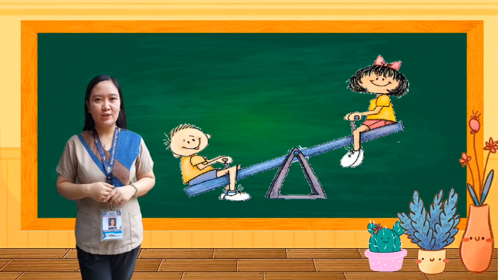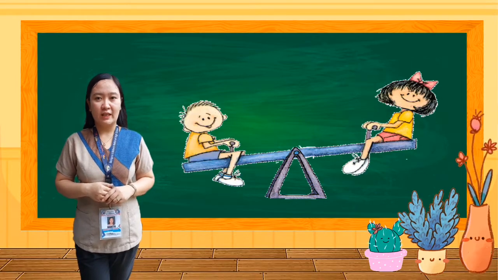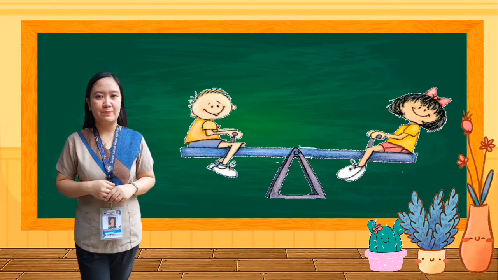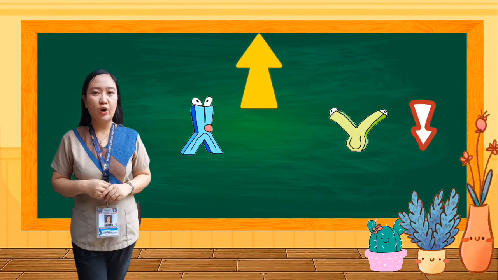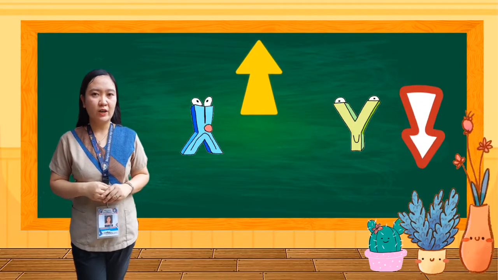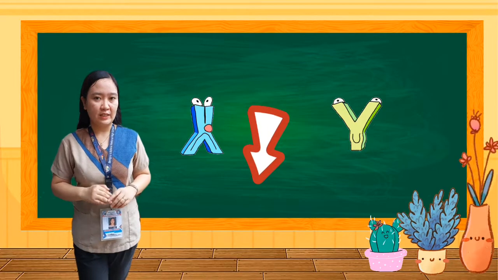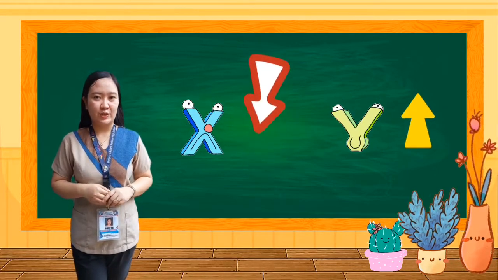Going back to this illustration, we represent the kids as x and y respectively. As the value of x increases, the value of y decreases. Or, as the value of x decreases, the value of y increases.